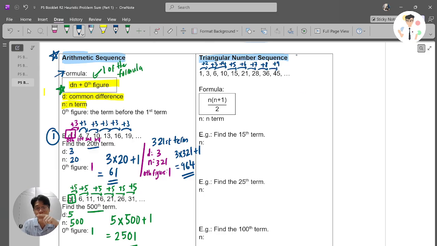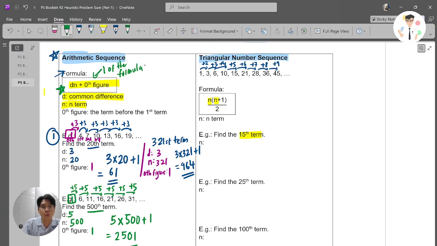Do you notice that? This is actually plus 2, plus 3, plus 4, plus 5. So this is something interesting, and it is called the triangular number sequence. The formula is very simple. n is the one that we want to find. The formula is n times (n plus 1) divided by 2.